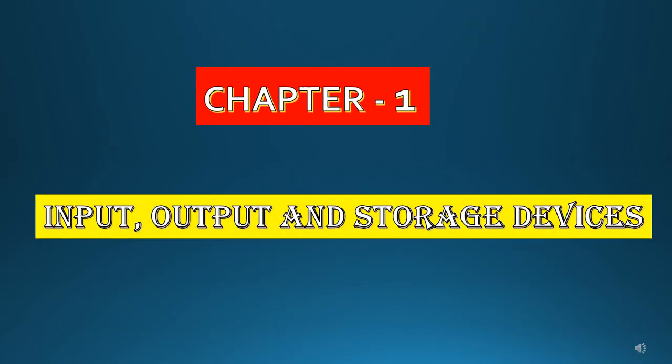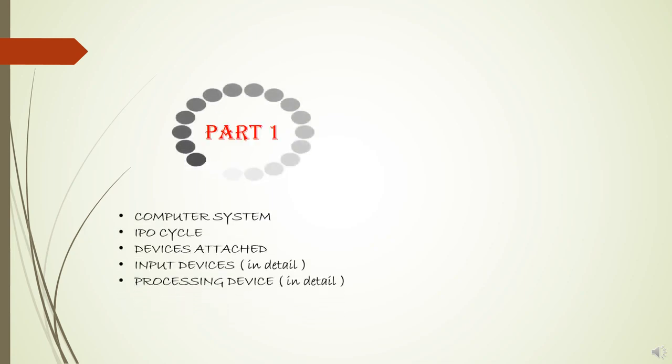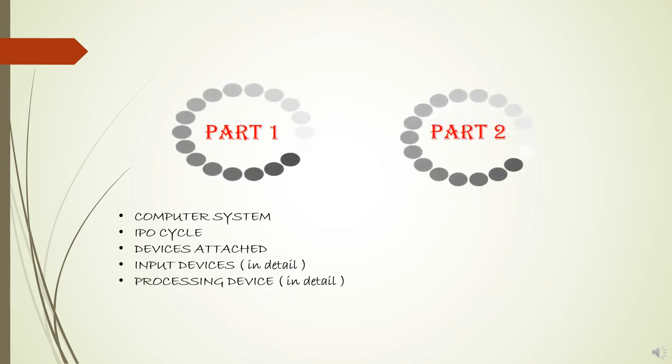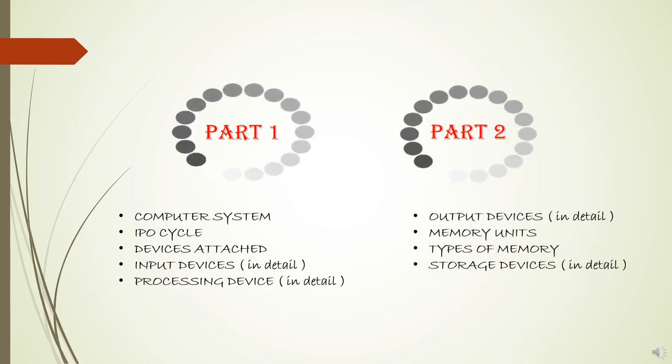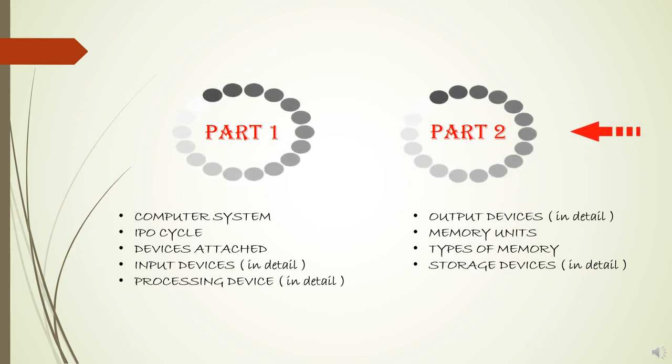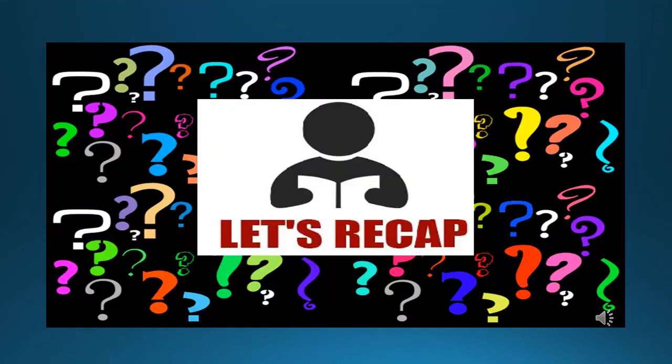I'm sharing this video with you, which will help you revise the concepts of Chapter 1 of your computer textbook, that is Input, Output, and Storage Devices. I had already mentioned in my first video that I am going to divide the entire chapter into two parts. The first part has been covered in the first video. This video will focus on the second part, which covers these four topics: output devices, memory units, types of memory, and storage devices. So let's start the recap.